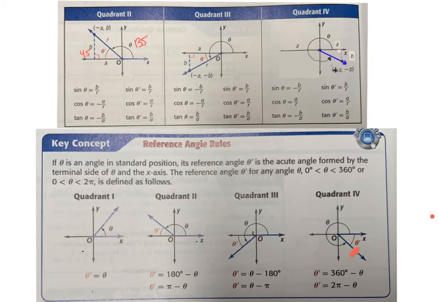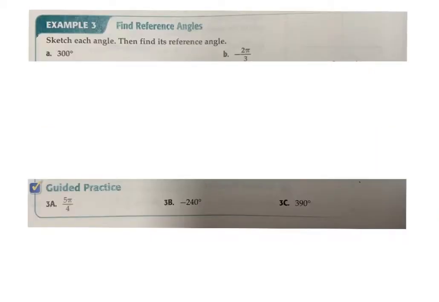Fourth quadrant, subtract your angle from 360, and that will give you your reference angle. All right, so let's look at the example. Sketch the angle. I'm not as concerned about you sketching it, but it does give you a little bit of a visual.